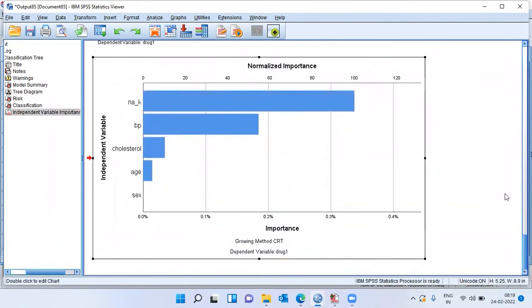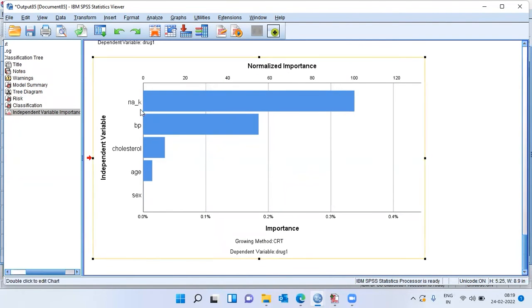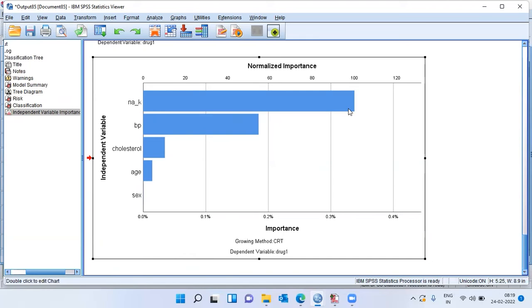This is the variable importance graph, and this graph becomes very, very important for me to classify which of the variables are most important and which of the variables majorly drive response to a drug. As you can see here, right at the top, you can see sodium to potassium ratio. The longer the bar, the higher the importance. Shorter the bar, lesser the importance. That is the simple way of interpreting the graph.